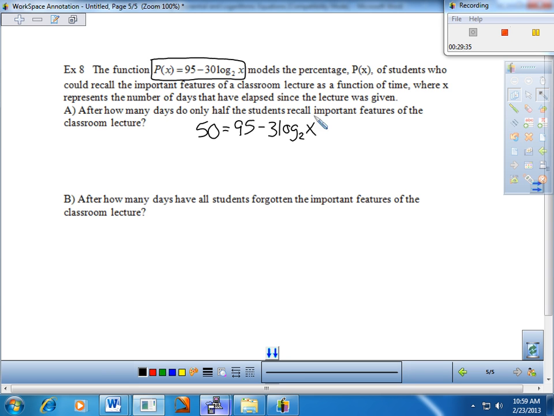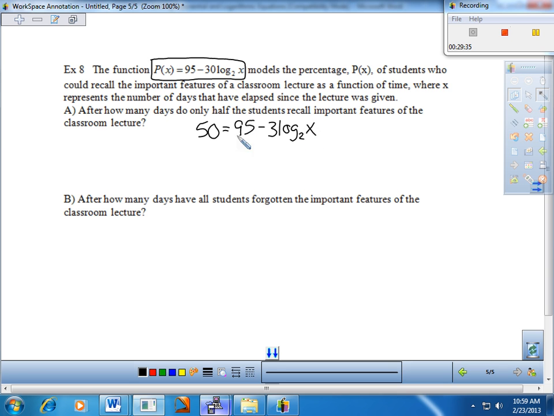So that's what we're looking at. After how many days do only 50% of the students recall the important features of the lesson? Okay, well, that's what we're looking for. Let's go ahead and solve it. So same deal. I've got to get this isolated.